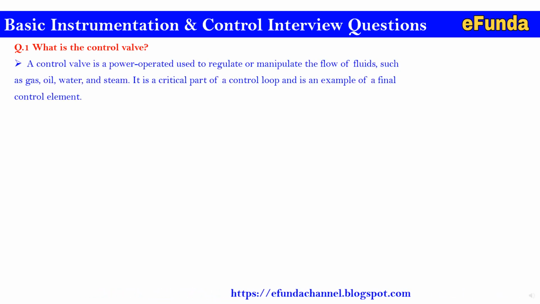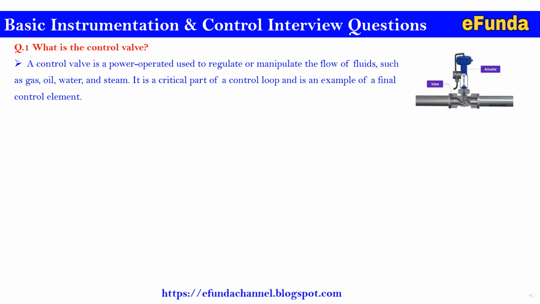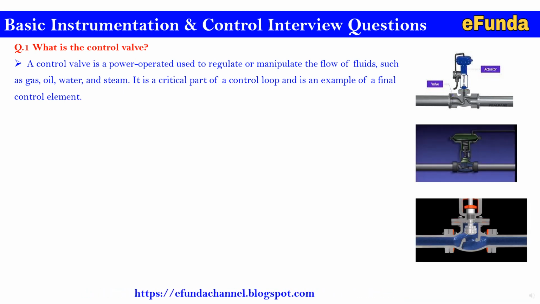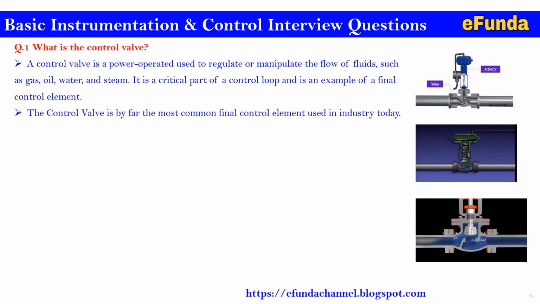A control valve is a power operated device used to regulate or manipulate the flow of fluids such as gas, oil, water and steam. One can refer to the picture where one can see the control valve as well as the actuator, and similarly in another animation one can see how the control valve is being operated and controls or regulates the flow. It is a critical part of a control loop and is an example of a final control element. The control valve is by far the most common final control element used in industry today.